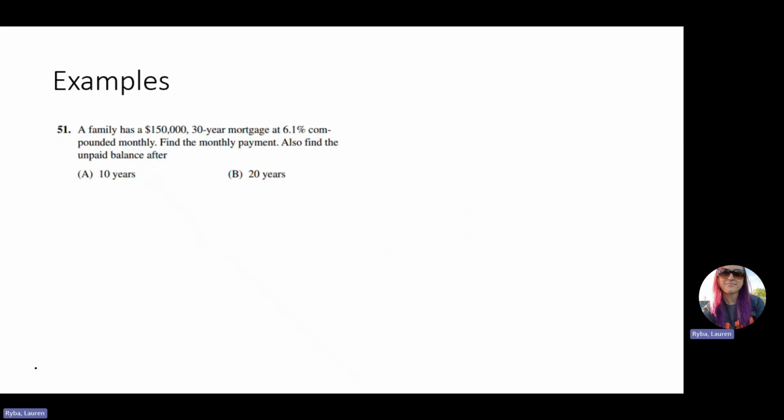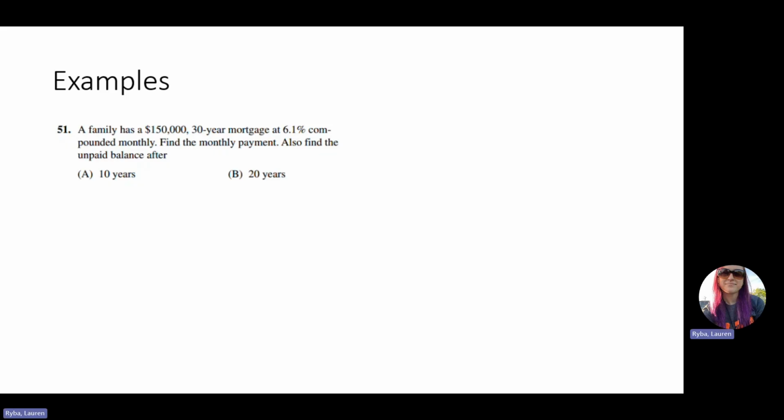Last thing we're going to do is I'm going to show you a loan amortization website. So it says a family has a $150,000 30-year mortgage at 6.1% compounded monthly. Find the monthly payment. And then you can find things like total paid towards principal, total paid toward interest, total paid overall. You can find remaining balance at a specific point in time of that loan.